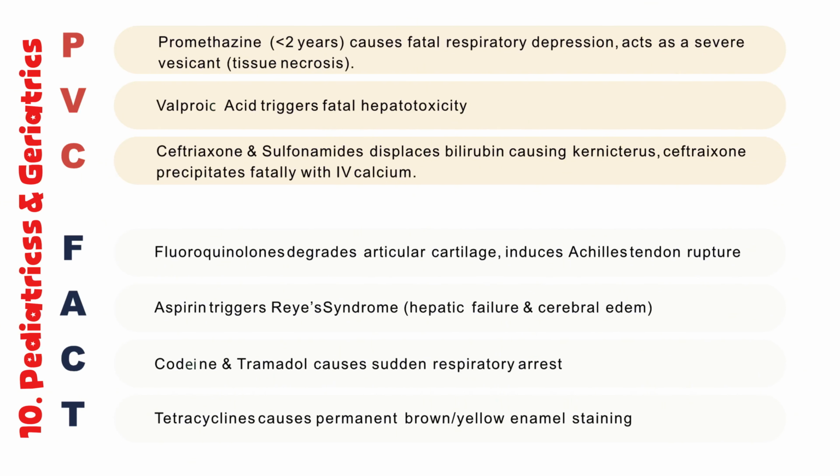Codeine and tramadol can cause sudden respiratory arrest because some children are genetically ultra-rapid metabolizers who convert the prodrug into a massive, unpredictable morphine bolus. And tetracyclines cause permanent brown or yellow enamel staining.